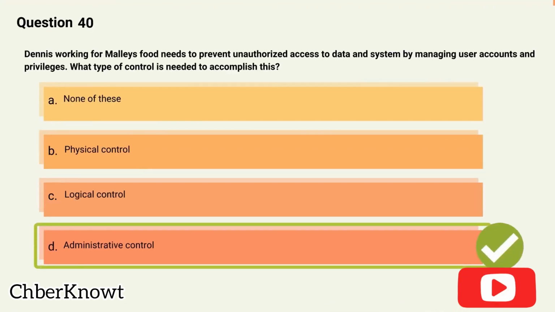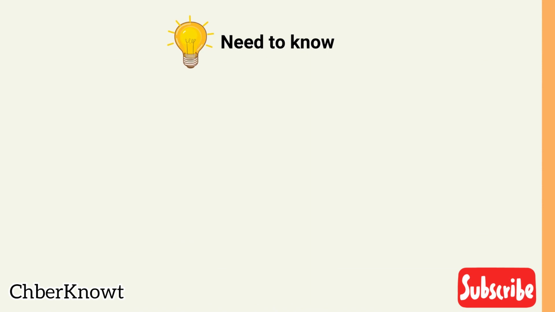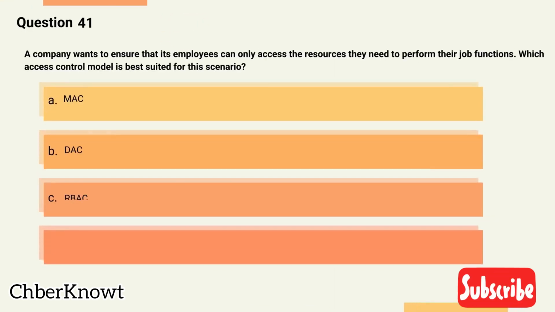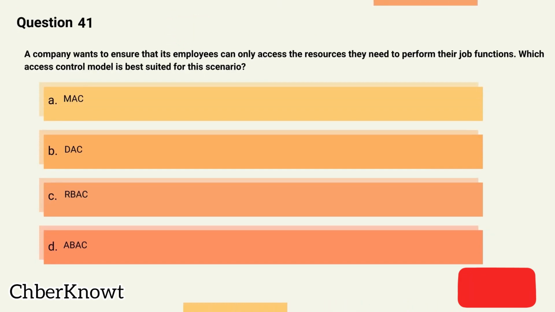Administrative control. Explanation. Administrative controls are used to prevent unauthorized access to data and systems by managing user accounts and privileges. Examples of administrative controls include access controls, identity and access management, IAM, systems and security policies and procedures. Question 41. A company wants to ensure that its employees can only access the resources they need to perform their job functions. Which access control model is best suited for this scenario?